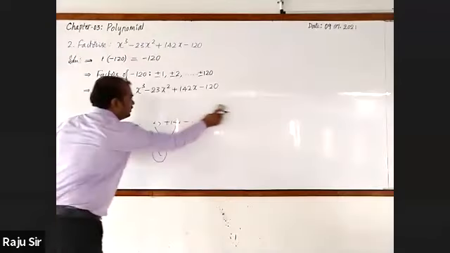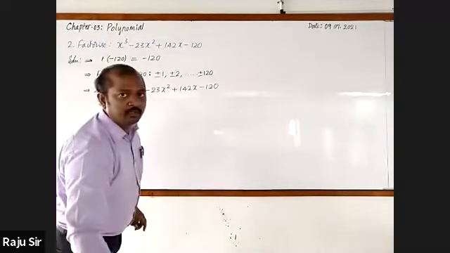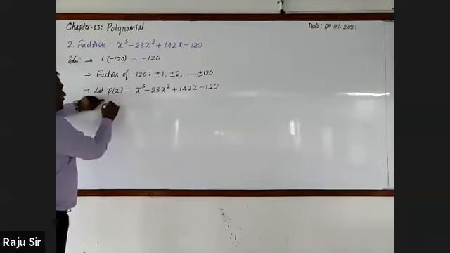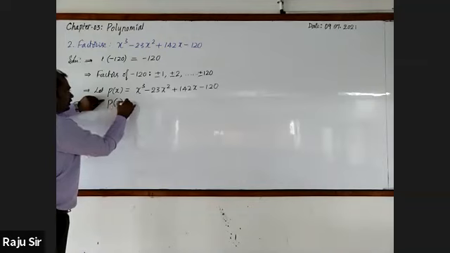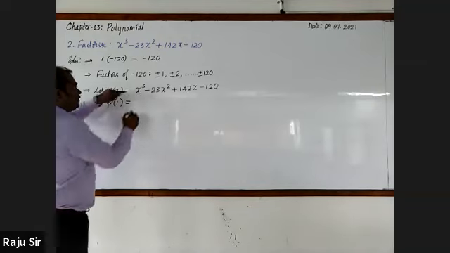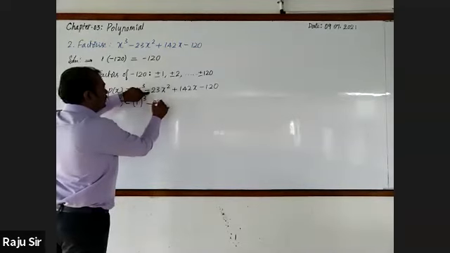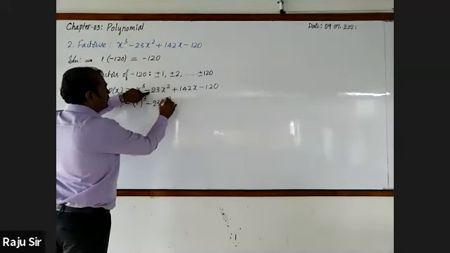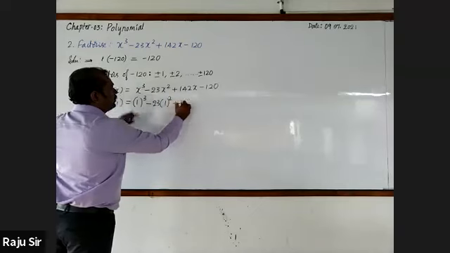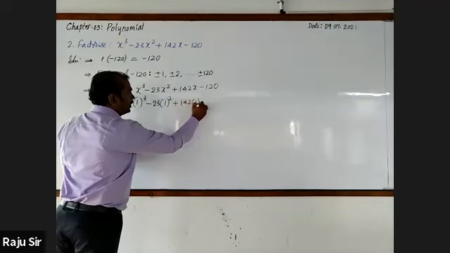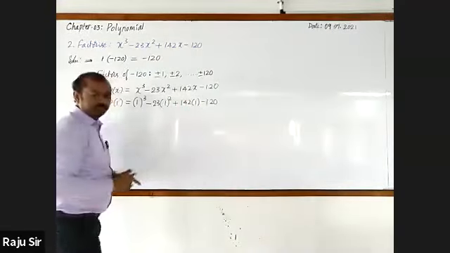Yes, sir. Now let us go for x minus 1. Right, x minus 1 is a factor of p of x. With me, p of 1 is equal to 1 whole cube minus 23 into 1 whole square plus 142 into 1 minus 120.